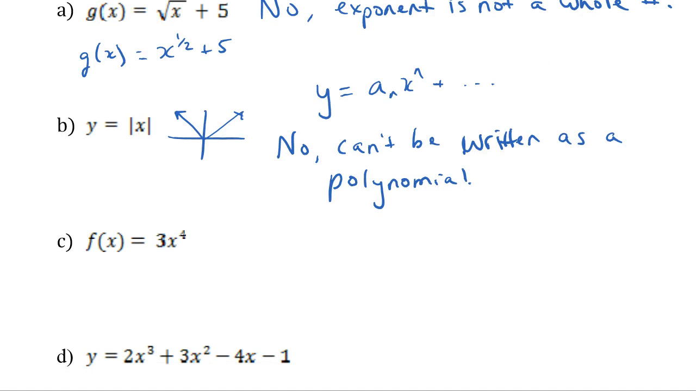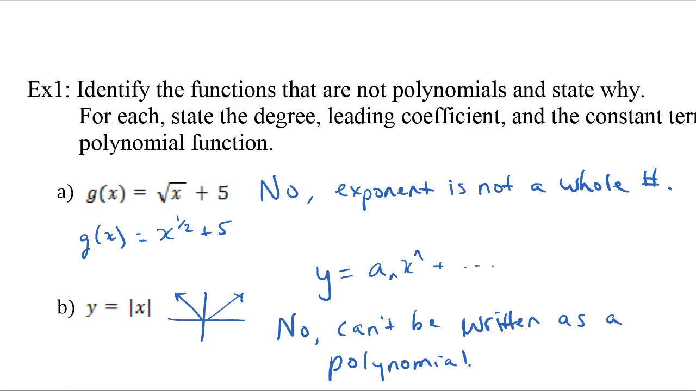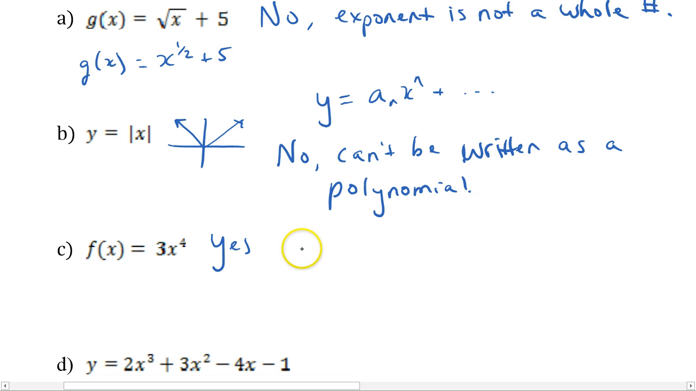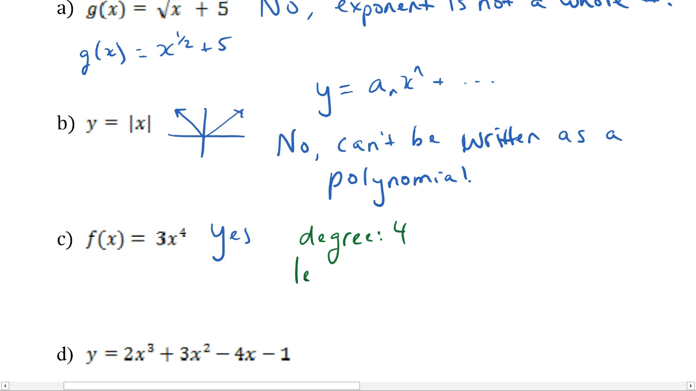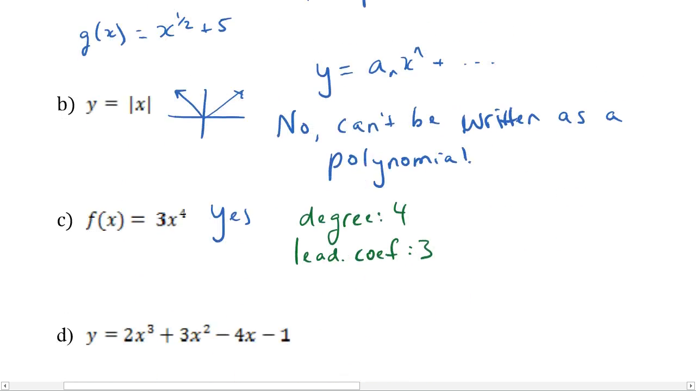This last one, 3x to the 4th. Yep, sounds good. Now what are we supposed to do? We're supposed to state the degree. So the degree here, any guess? The degree is 4. It's the exponent. The second thing we're supposed to say is, what is the leading coefficient? The leading coefficient is a 3. And the constant term. There is no constant written, so it is a 0.